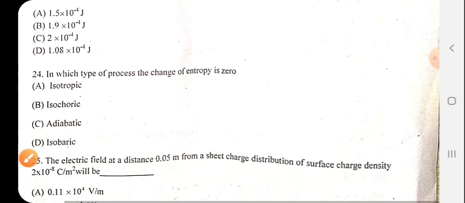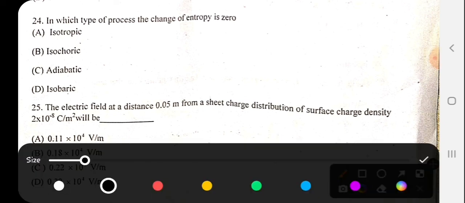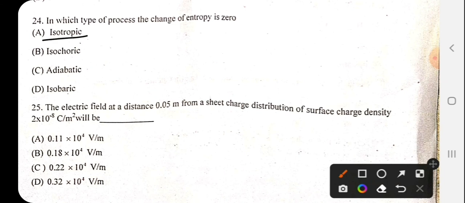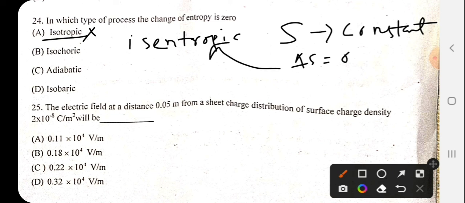Clear? Now come to question number 24. It is given: in which type of process is the change in entropy 0? Actually, one option here is wrong. I think this is not isotropic, this is called isentropic. If the change of entropy is 0, that means the entropy remains constant, so delta S equals 0, and the process is called isentropic, not isotropic. So option number A will be correct, but this would be isentropic.